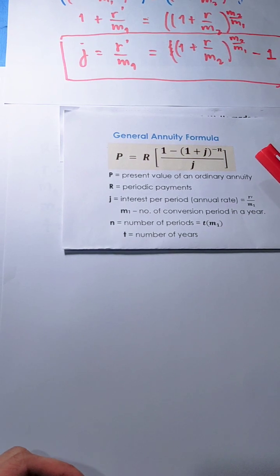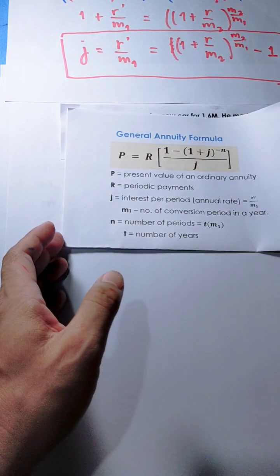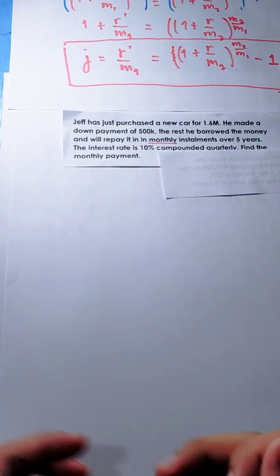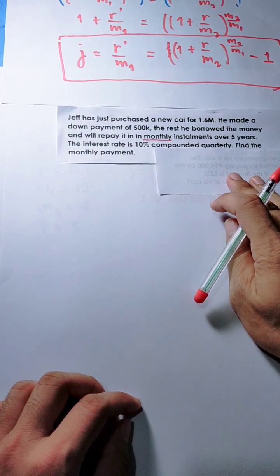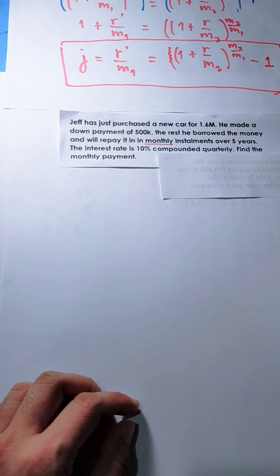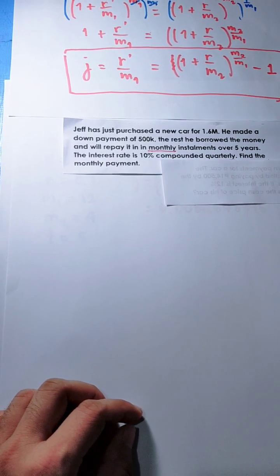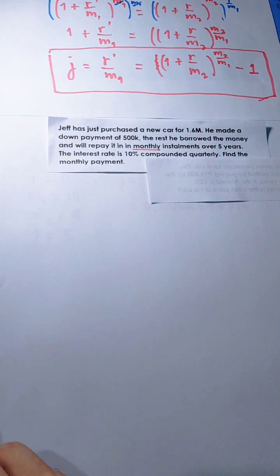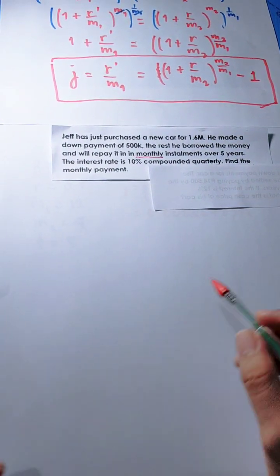That coincides with a payment interval. Let's do another problem here. So we have Jeff has purchased a new car for 1.6 million. He made a down payment of 500K. The rest he borrowed and will repay in monthly installments after 5 years. Now, if the interest rate is 10% compounded quarterly, find the monthly payment.